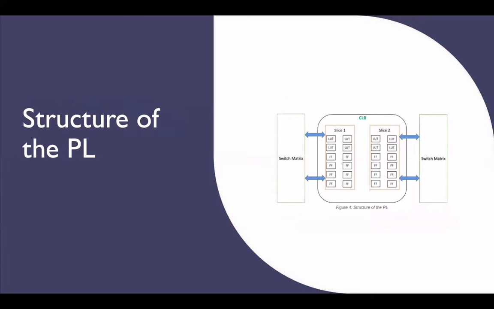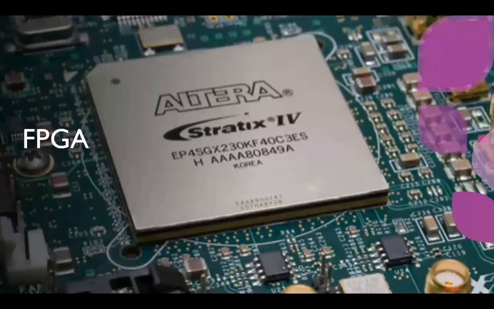Slice: each slice consists of resources to implement combinational and sequential circuits. Lookup table: used to implement a logic function of up to 6 inputs, RAM, ROM, or shift registers. Flip-flops: the sequential element used for implementing a 1-bit register with preset functionality. Switch matrix: it provides connections among the different parts within and between the slices, as well as other parts of the PL. Field programmable gate arrays, FPGAs, are integrated circuits often sold off the shelf.